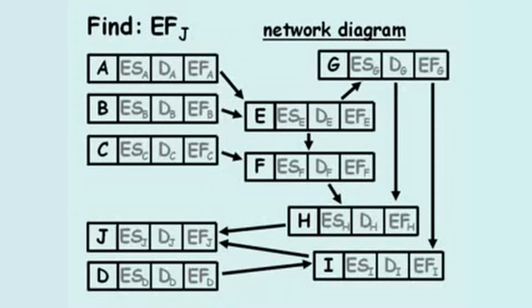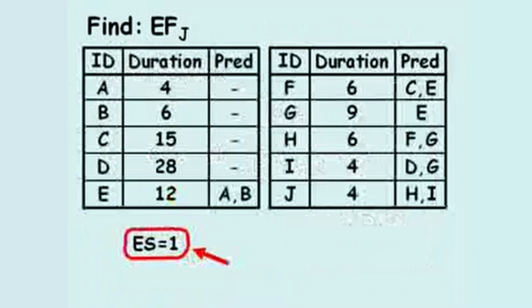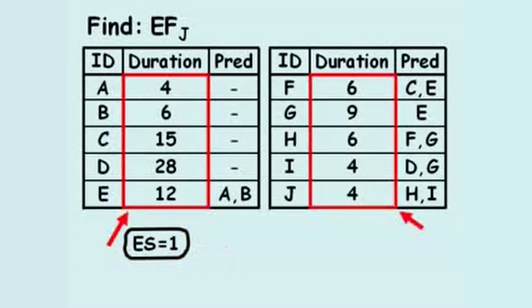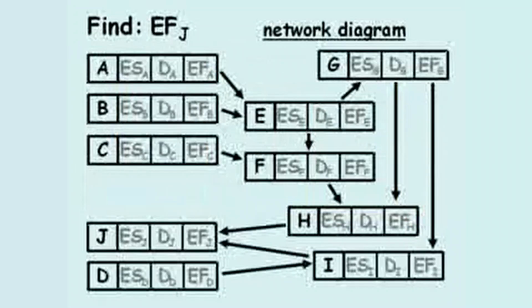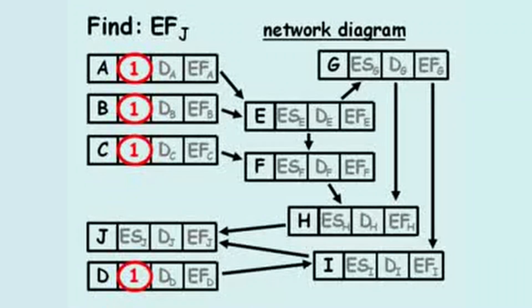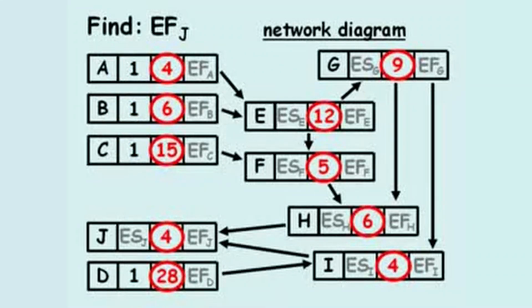The problem asks to find the early finish of activity J. The problem provides the early start of the entire project, as well as the duration of time it takes to complete each activity. We'll return to the network diagram and substitute in the early start of 1 into the 4 activities having no predecessor activity. Next, we'll plug in the durations for all 10 activities.